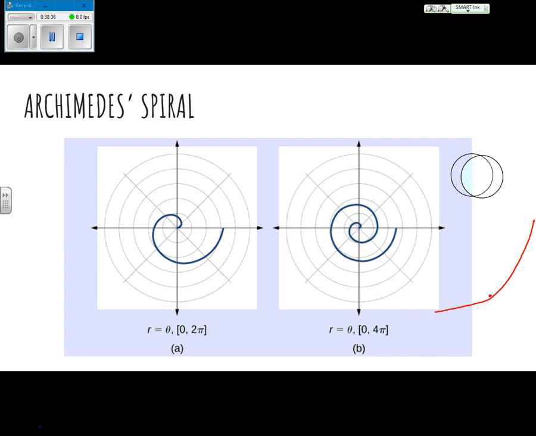And so I've got a couple different ones here. One looks like the one that we did. The other one goes from 0 to 4 pi. You can just see it's forming that nice little cinnamon roll figure.